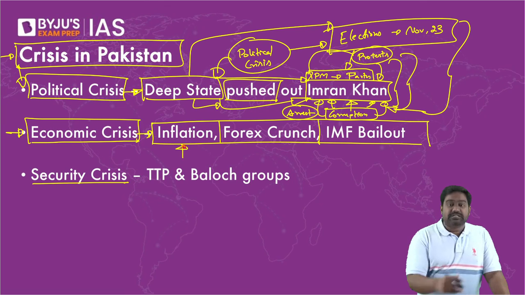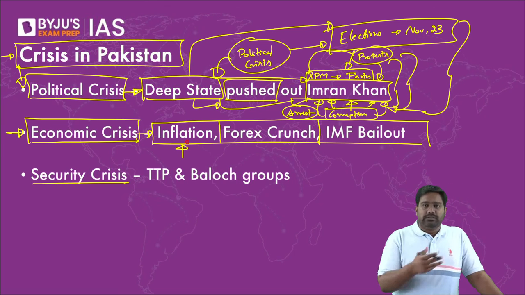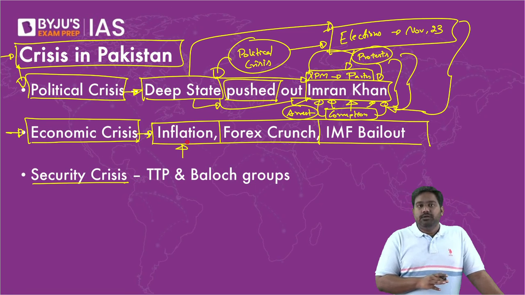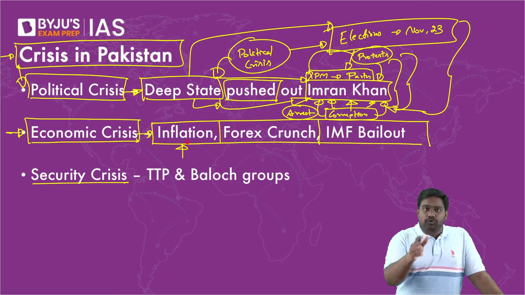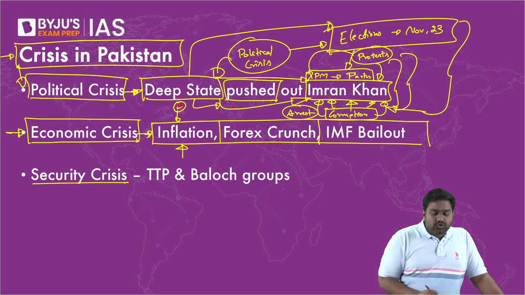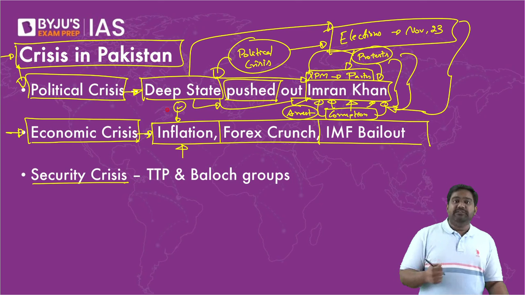It doesn't have enough forex reserves to continue imports beyond a few weeks. Inflation levels have skyrocketed. The last I checked, inflation levels were in the range of 25 to 30%. This is massive. It's almost runaway inflation. Compared to that, inflation in India is around 4 to 5%, which is manageable. Right? So the poor people are at the receiving end.